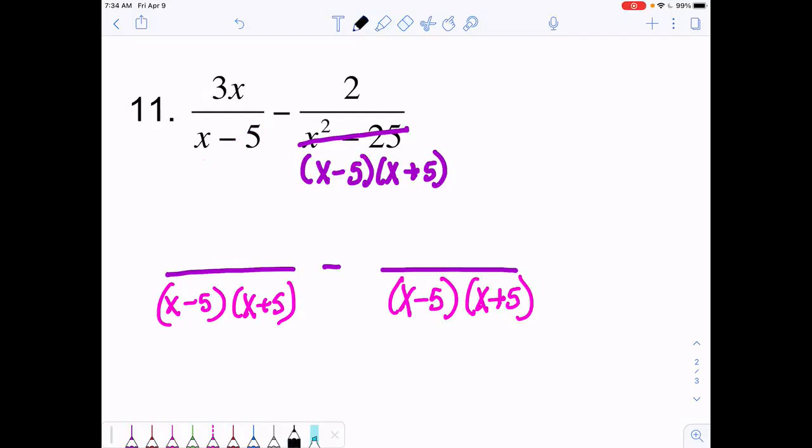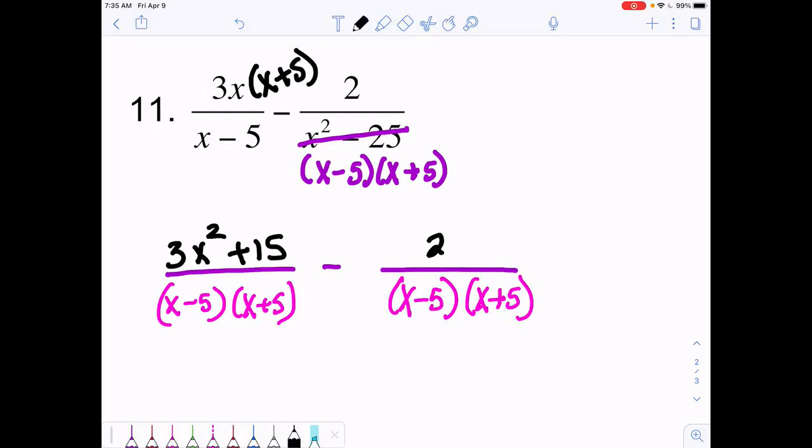You currently have a 3x over x minus 5. But the least common denominator has an x minus 5 times an x plus 5. So we need to take that 3x times x plus 5. And that becomes 3x squared plus 15x. The one on the right, it's a 2, and it's over x minus 5 times x plus 5. Does that 2 in the numerator change? No, because it has the exact least common denominator. So it's just going to stay as a minus 2.